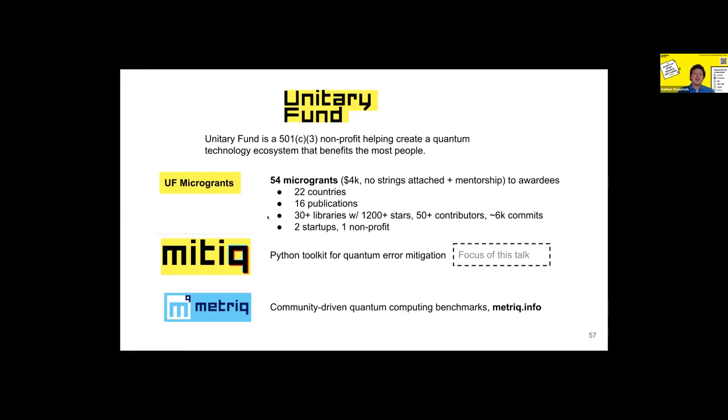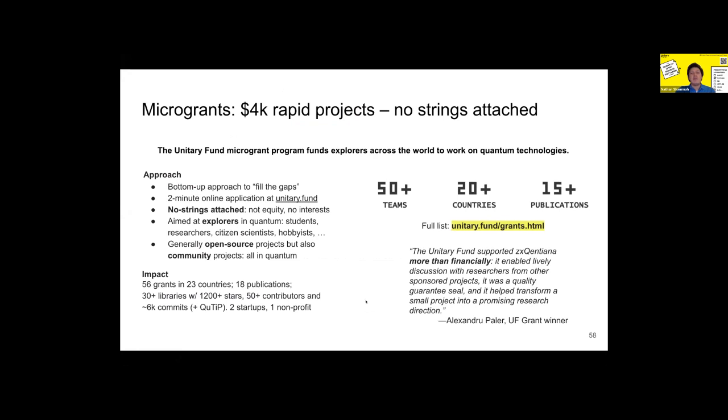I also want to mention that Unitary Fund, as a non-profit, is also involved in financing research and open source software in quantum. So we give out these micro grants that have no strings attached. They're $4,000. Anyone in the world can apply. We've given grants to 22 countries. They led to 16 publications and over 30 libraries. And Metriq is just another product that we support for benchmarking. You're encouraged to go to metriq.info to check it out. Again, more than 50 teams have received these micro grants.